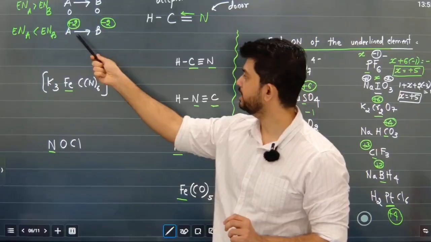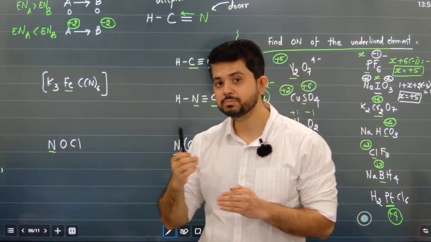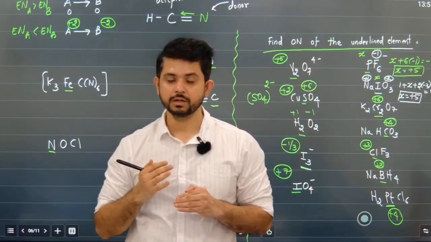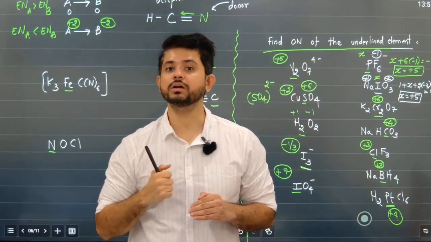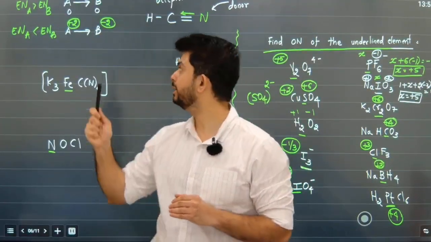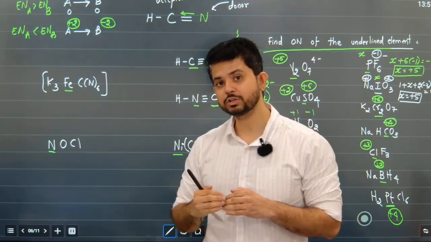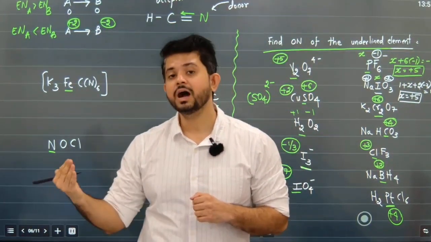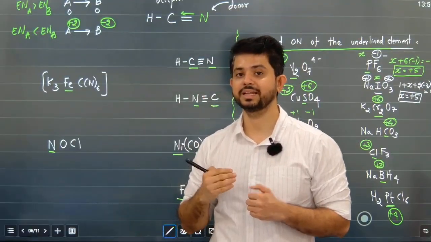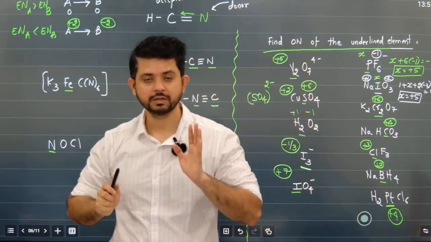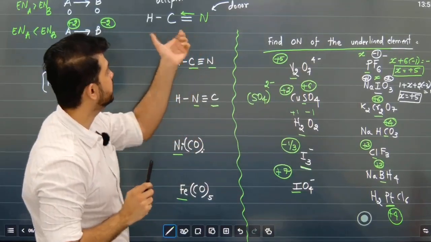Let's understand this again. The electronegativity of B is more than A. A donor है, A has given electrons to B, but the electronegativity of B is more. So what will B do over there? Pull the electrons towards it, and hence both the electrons which actually belonged to A are closer to B. Hence B will develop -2 and A develops +2. Now the same rule we need to apply here.